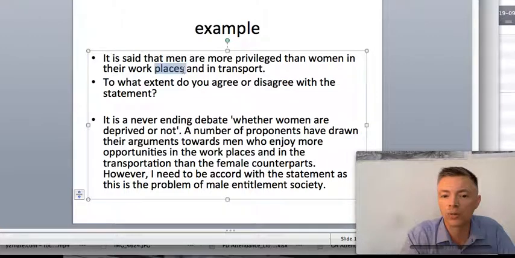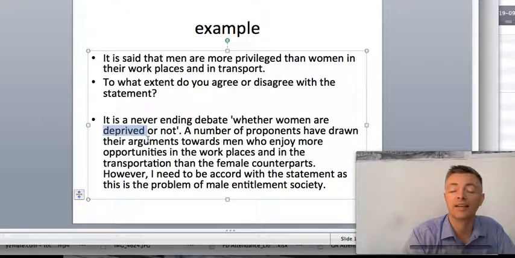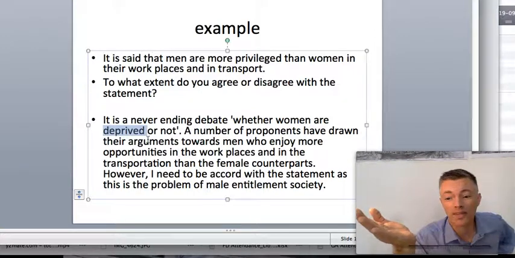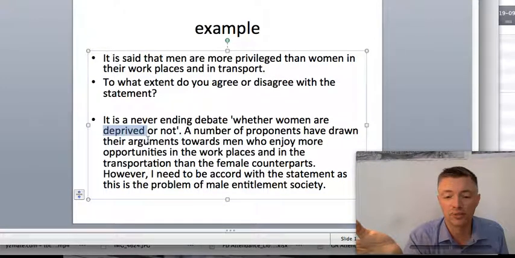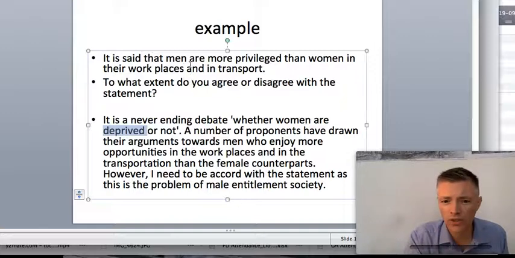More privileged in the workplace, I think there's basically a pay gap, you know? So is anyone in the workplace deprived in the West? No. In the Middle East, maybe. In India, in Pakistan, in China, maybe. Those are specific examples. But you see, we don't have time in this essay to discuss all of these specific examples. It's too much. So just focus on the question. Men are more privileged, yes or no?